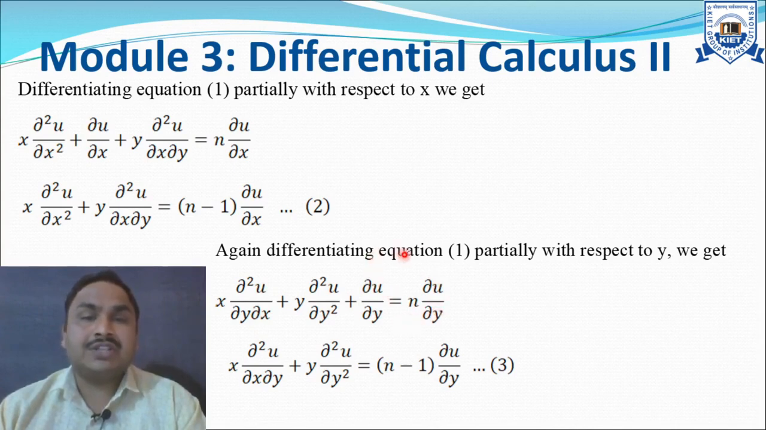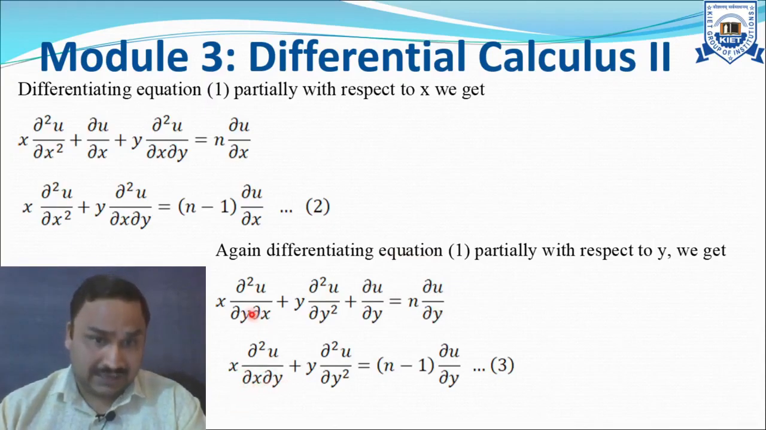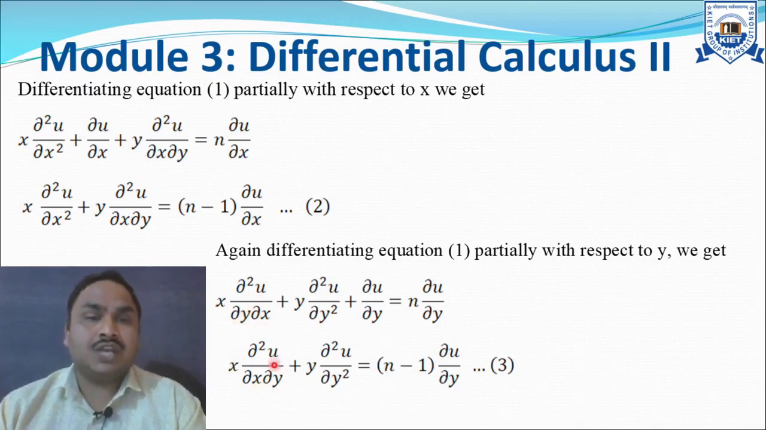If I take this term here, I get x ∂²u/∂x∂y. I have written here ∂x∂y, while here I have ∂y∂x. As these two derivatives are equal, as we discussed in the previous lecture, we can replace this by this, plus y ∂²u/∂y² equals (n minus 1) ∂u/∂y.